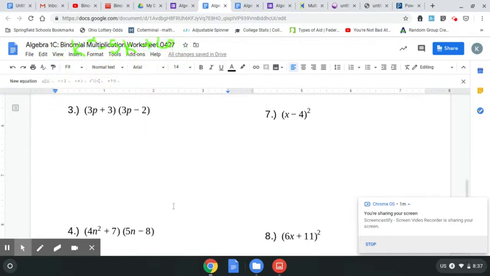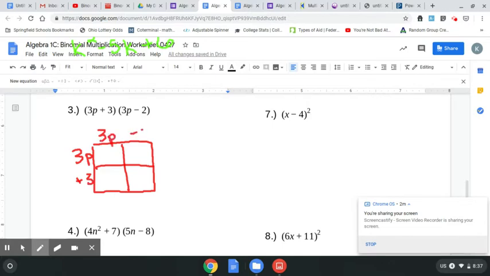All right, here we go. Next one. Start throwing some coefficients out in front of these variables here. So I'm back to the box method on this one. So I draw my 2 by 2 box. I'm going to put 3p, positive 3 here, 3p and negative 2 here. 3p times 3p is 9p squared. 3p times 3 is 9p. 3p times negative 2 is negative 6p. And 3 times negative 2 is negative 6. 9p squared does not have a like term, so that comes out. 9p minus 6p is 3p. And then negative 6. So 9p squared plus 3p minus 6.